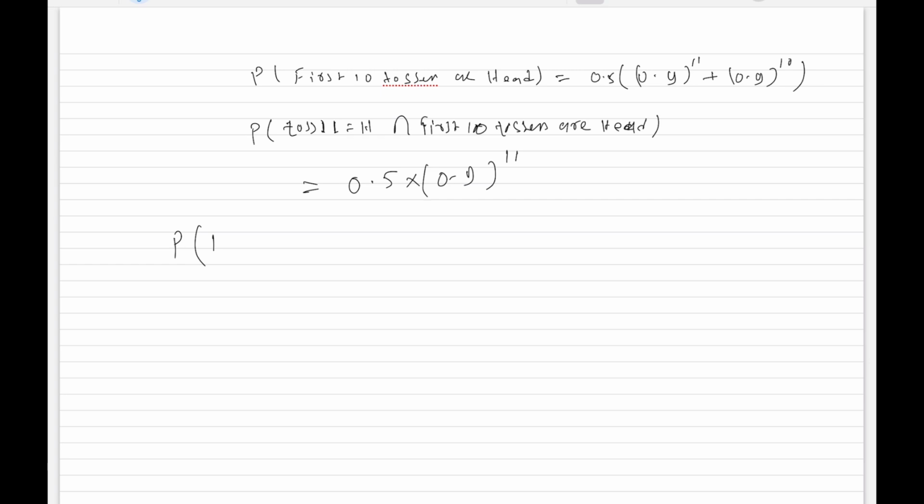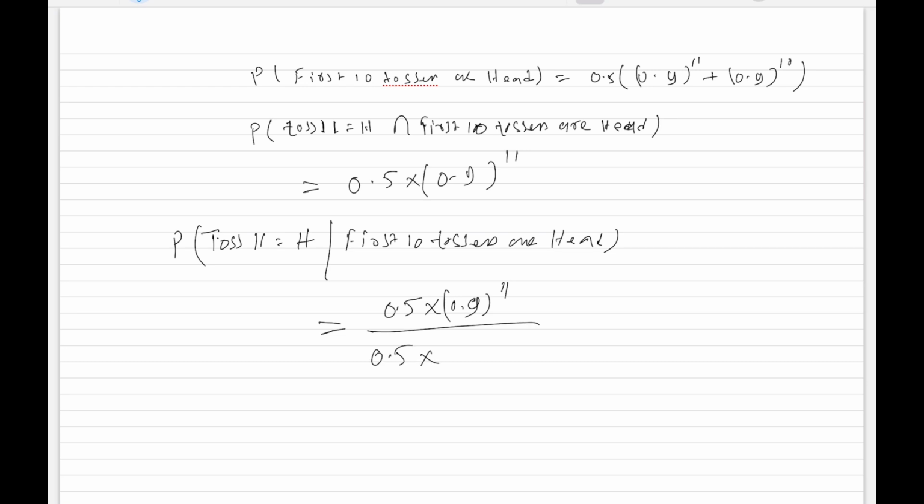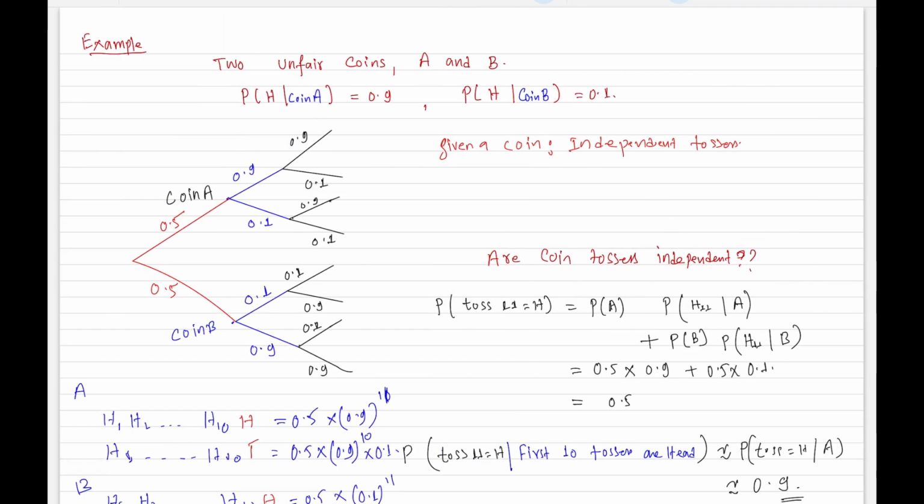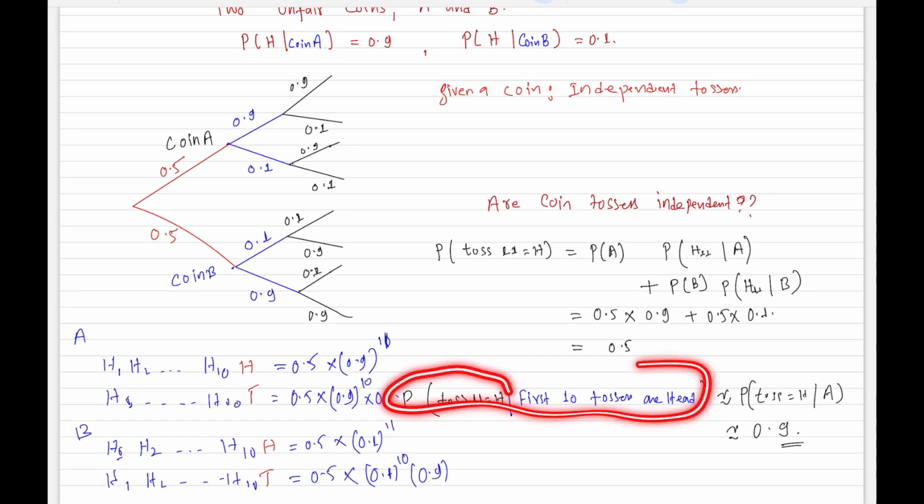Now we have to find this probability that toss 11 is head given that first 10 tosses are head, which is equal to 0.5 into 0.9 to the power 11 divided by 0.5 into 0.9 to the power 11 plus 0.9 to the power 10, right? So this 0.5 will get cancelled, and if you take 0.9 to the power 10 common, we will be left with 0.9. So that will be approximately 0.9, because we are neglecting those terms in the probability calculation since they are very small, right? So this is how you can find this probability, and intuitively we have found this probability also, that is 0.9.